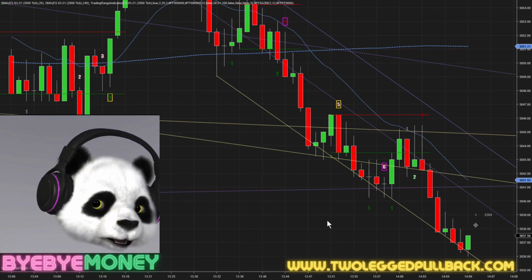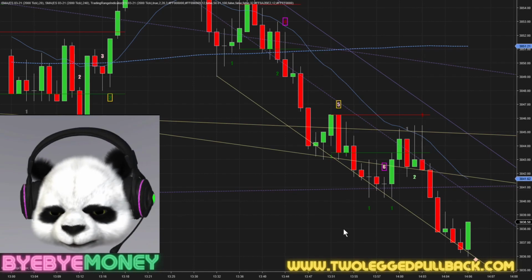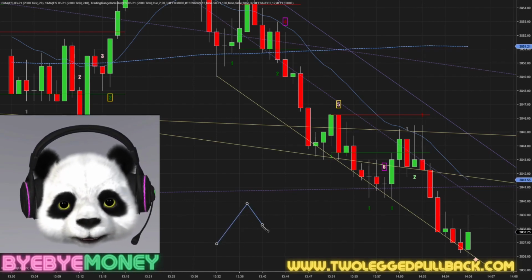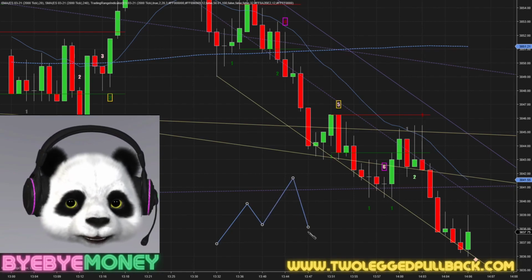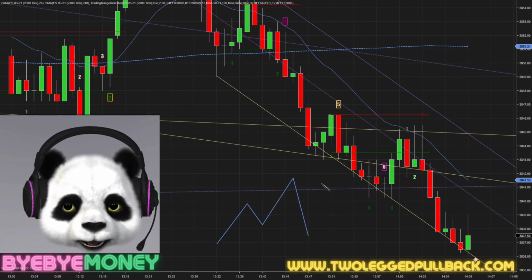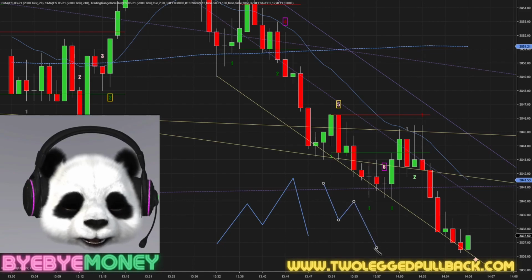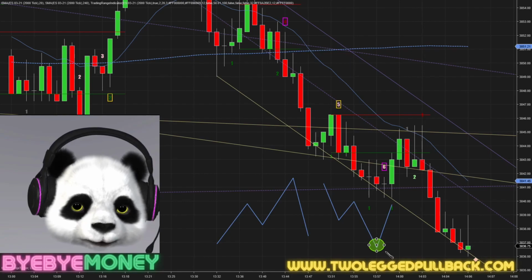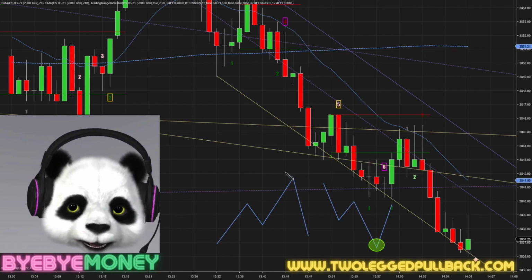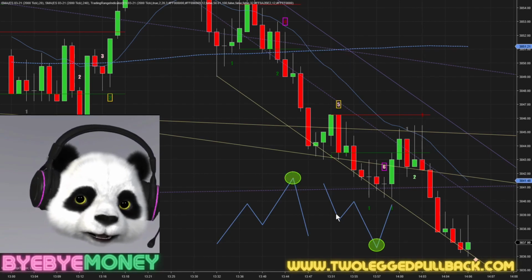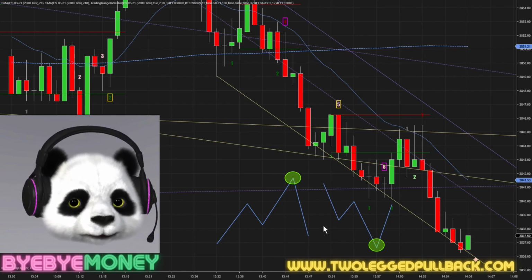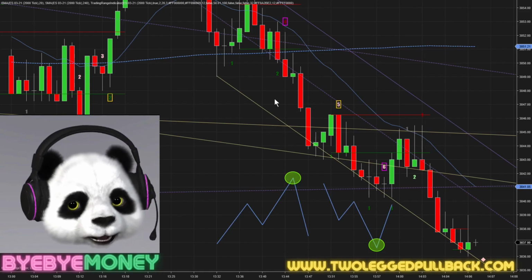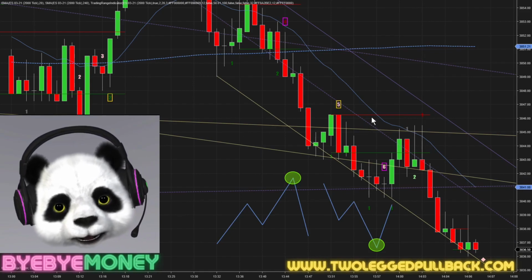And so, if you don't know what the two-legged pullback is, simply it's a setup that looks like this. Call this a first pullback, first entry, second pullback, and second entry. And you can also count it like this: A, B, C, and A leg right here. And we like to find the setup at key areas such as moving averages, trend lines, channels, and support resistance levels. So if we just look on the chart right now, you can see that it's filled with two-legged pullbacks that we're able to scalp.